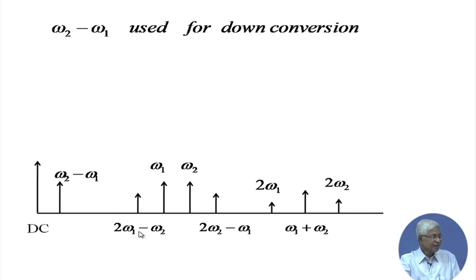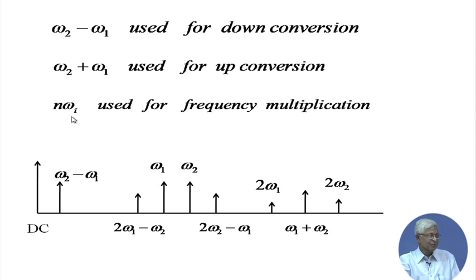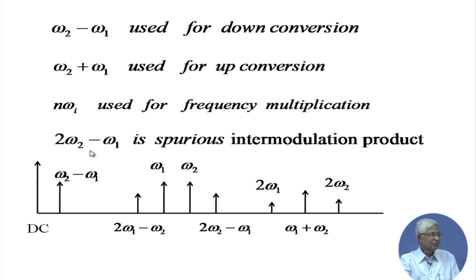Omega 2 minus omega 1 can be used for down conversion, the input frequency and local oscillator frequency can be used. Omega 2 plus omega 1 can be used for up conversion. N times omega, let us say omega 1 or omega 2, that is 2 omega 1 or 2 omega 2 or 3 omega 1, 3 omega 2, this can be used for frequency multiplication. 2 omega 2 minus omega 1 is a spurious intermodulation product which can appear very near to the fundamentals. There may be many other intermodulation products.